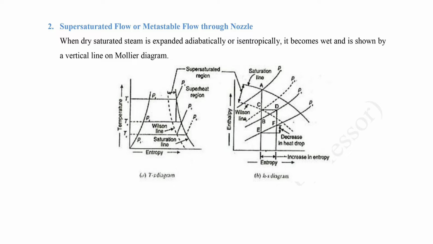Likewise, the HS diagram, the enthalpy versus entropy diagram, also shows the saturation line as well as the Wilson line, and in between is the supersaturated region, where we can see the decrease in heat drop as well as the increase in entropy from the first stage to the next stage, maximum to minimum. In that way we can calculate the decrease in heat drop as well as the increase in enthalpy.